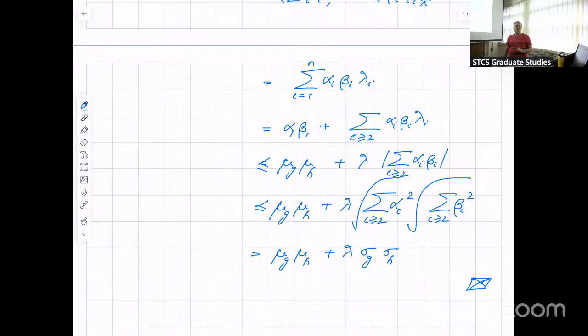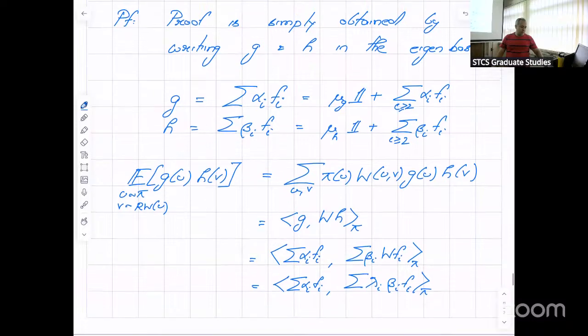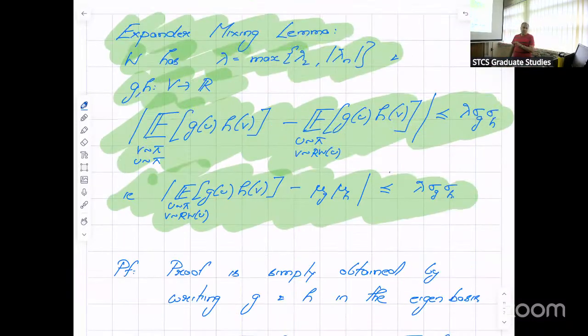Have we defined expander? We have defined expander mixing. We'll define expander eventually: it is going to be a graph for which lambda is less than 1, in fact less than a fixed constant. But the theorem is true for every lambda, and we will use it for lambdas that are just bounded away from 1 also. The theorem doesn't use any of that. It's called EML, a very powerful lemma, and we'll use it over and over again in various applications.